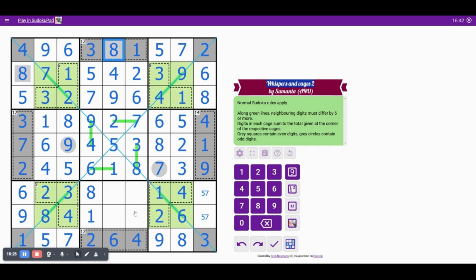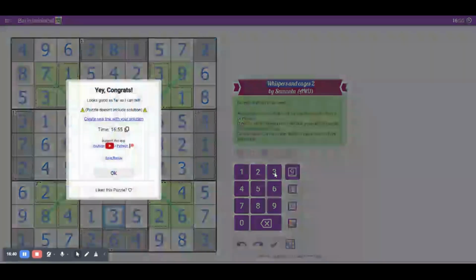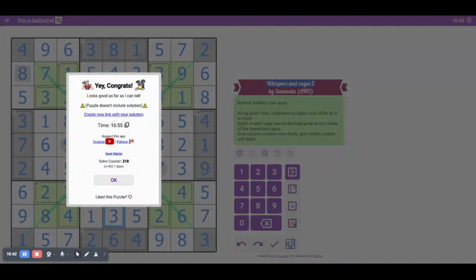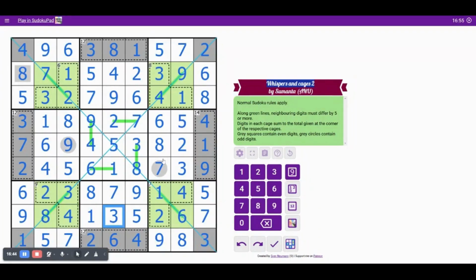I have to put a 9 in this box, it has only one place. 5, that makes this a 7, that's a 5. So this becomes 7 and this is a 3. So that's how to solve this Sudoku.